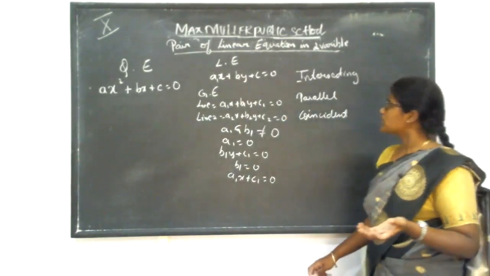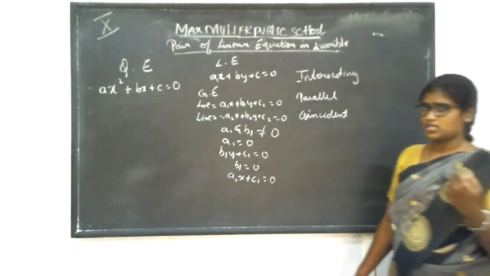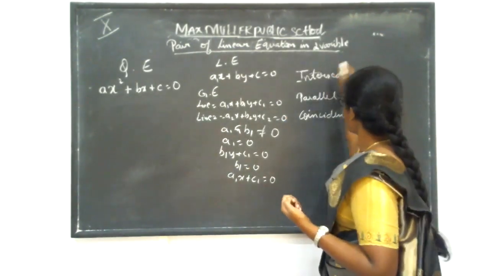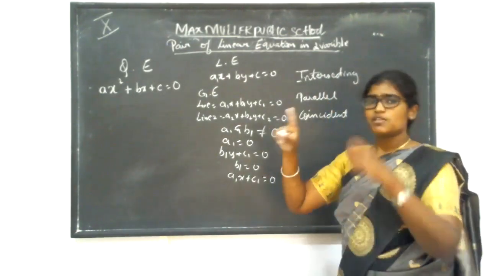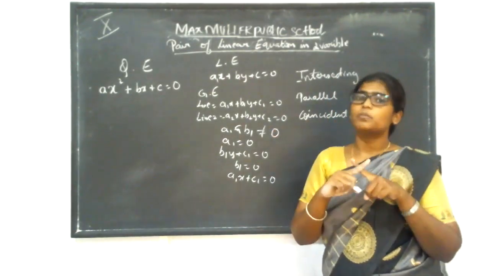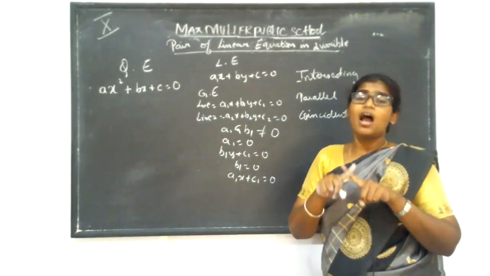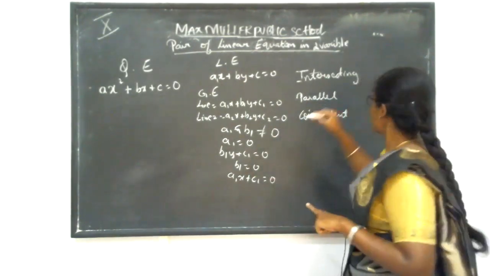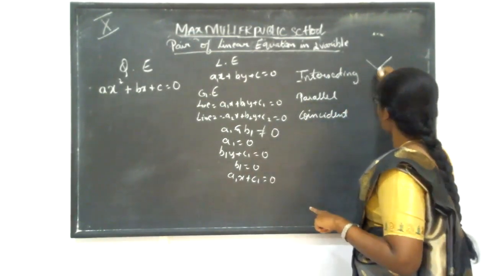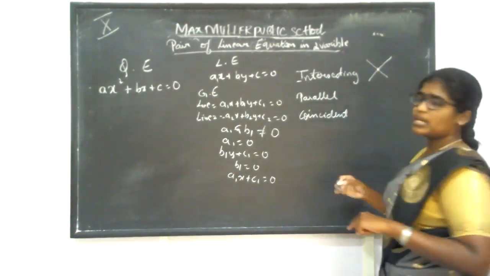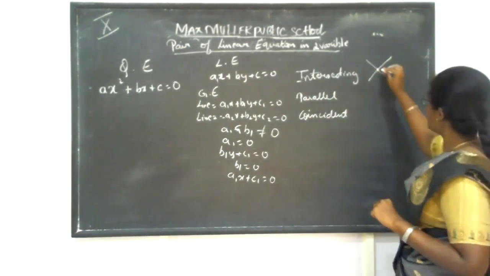I have told you intersecting lines, parallel lines and coincident lines. Now, what is an intersecting line? If you have two lines, they are going to meet each other at one point. It is crisscross. They are going to intersect at one point. Clear? So it is in the crisscross.